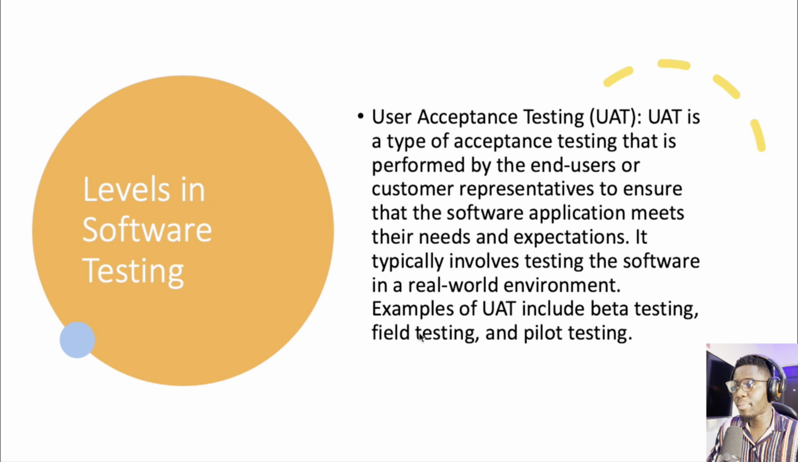Now we have user acceptance testing. This is a type of testing that is performed by the end users or customer representatives to ensure that the software application meets their needs and expectations. So basically, this is more like when you're done with your application, you put it out there and then you have people assume the roles of end users and you get them to use your application and see if it is working as intended. Examples are beta testing, field testing, and pilot testing.